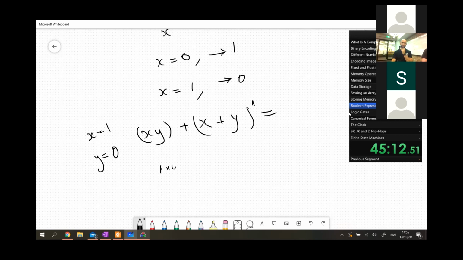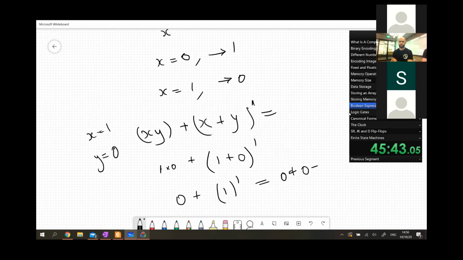So you do brackets first, then we'll do inversions, then we do multiplication, then we do addition. So it's sort of like normal algebra. So we do brackets, 1 plus 0, inverted equals, well, this goes to a 0. 0 plus, we have 1 plus 0 is 1, inverted is equal to 0 plus 0. All right, so that's how we found it if x and y were 1 and 0.